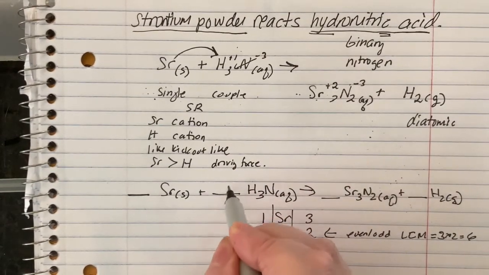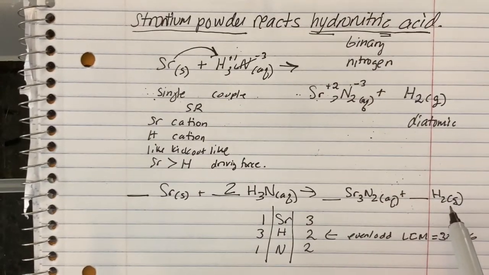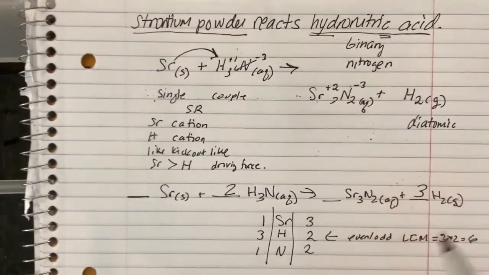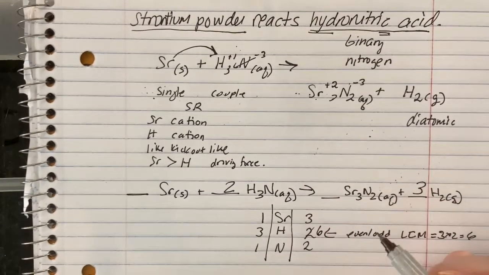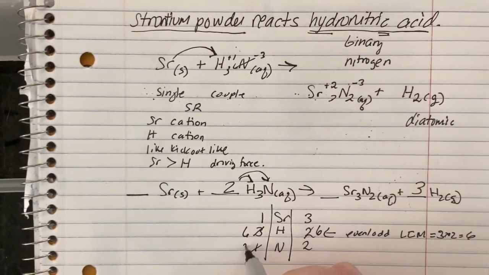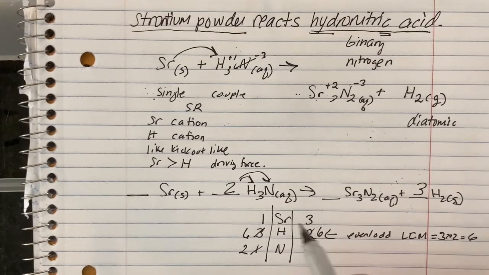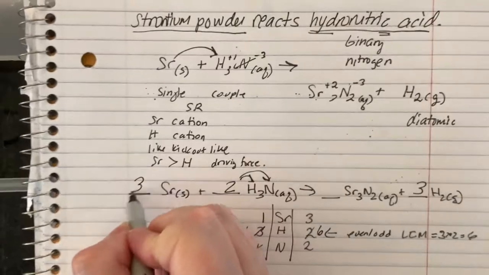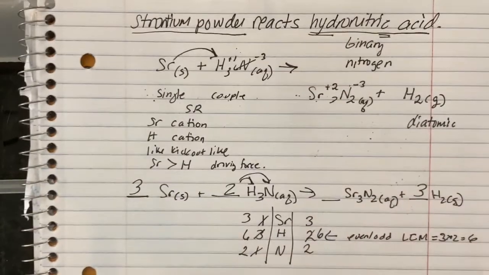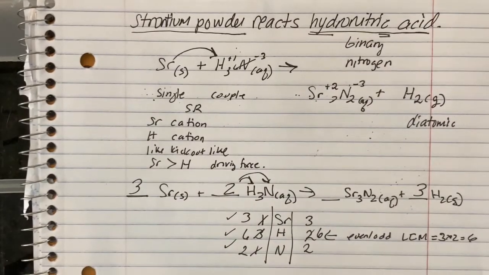3 times 2 is 6. Or over here, 2 times 3 is 6. So now I have 6 hydrogens on the right, and I have 6 hydrogens on the left, but don't forget that means I also changed my nitrogens. I now have 2 nitrogens, which I'm in luck, that actually balanced my nitrogens. So the only thing that's left over to do is balance my strontiums. Conservation of mass is met. My equation is balanced and I am done.